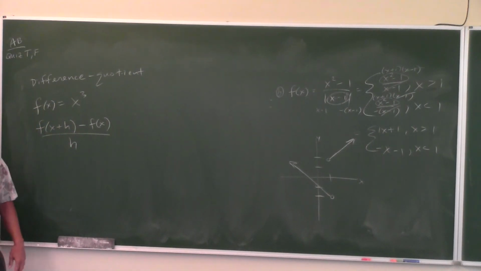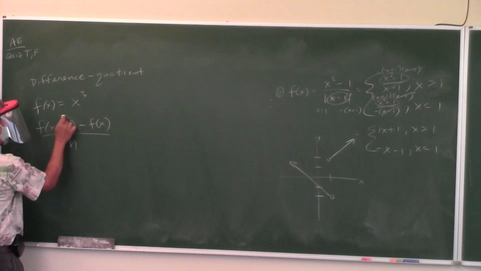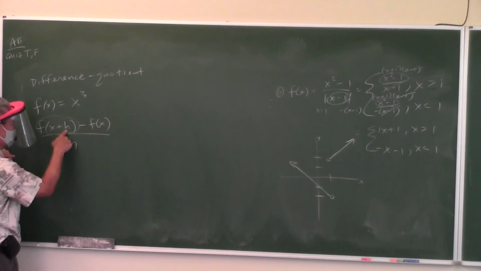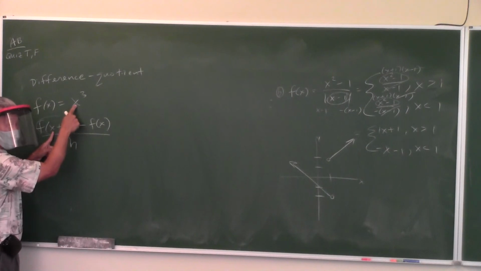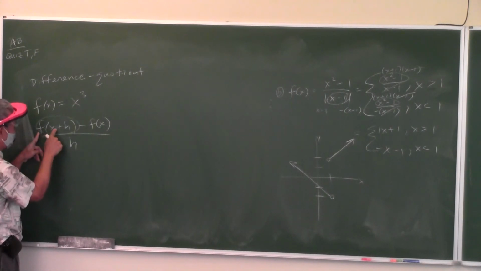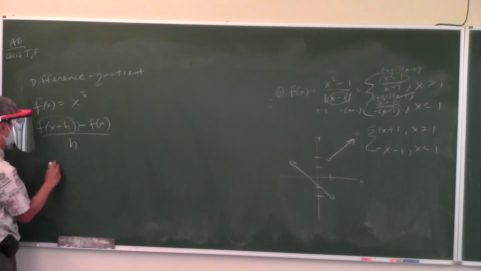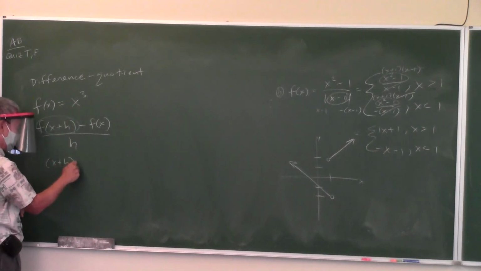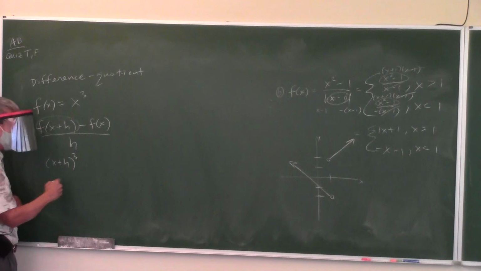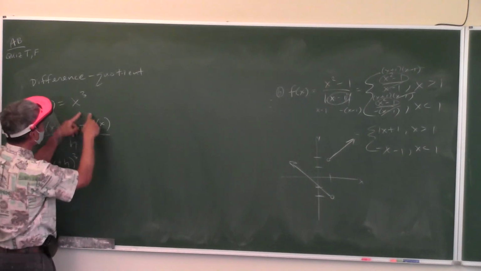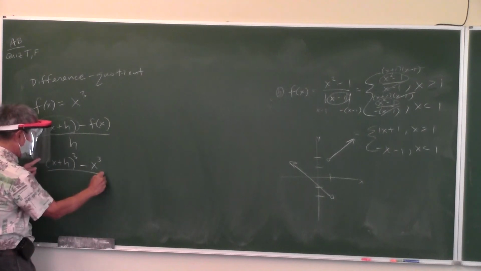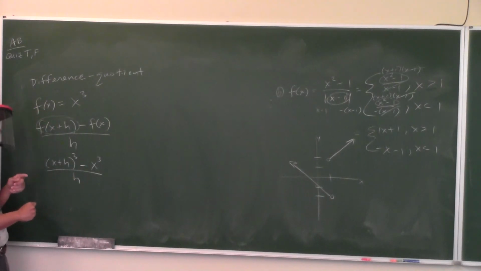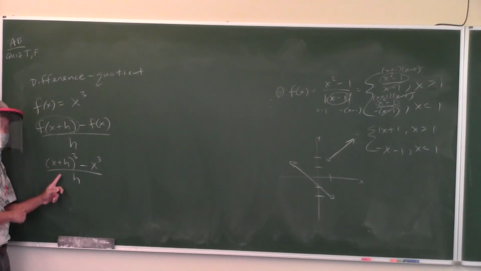Okay, so let's break it up into pieces. We got 4 minutes. f of x plus h. You guys know how functions work, right? Whatever's in the parentheses, you plug it in for x. So f of x plus h means plug in x plus h in there, right there. Minus f of x is the given function. And then you divide the whole critter by h. Okay, now that's the easy part.